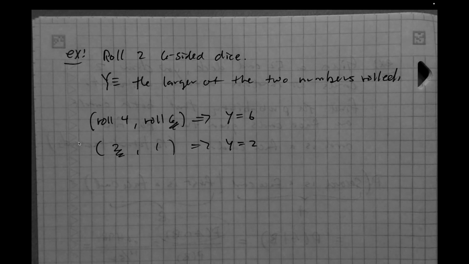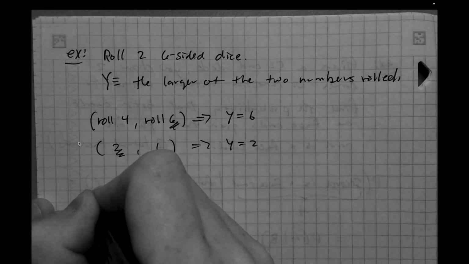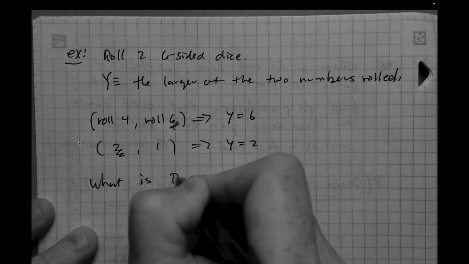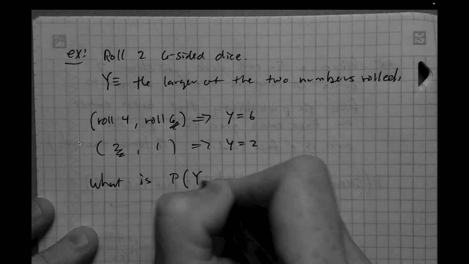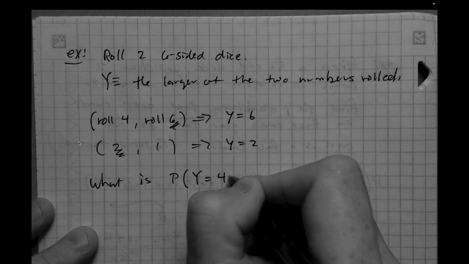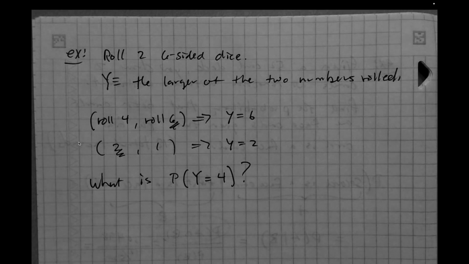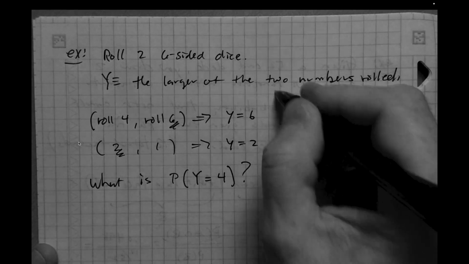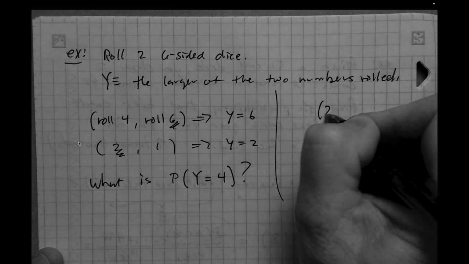Okay. So what we're interested in here is what is the probability that y is equal to 4? So we want the probability that y is equal to 4. So the probability of 4 being the larger of the 2 numbers rolled. Now this is actually kind of complicated if you can't visualize it, right? But I mean, so I roll 2 numbers. What's the probability that the larger of the 2 is 4? Right? So I'm interested in things like this.